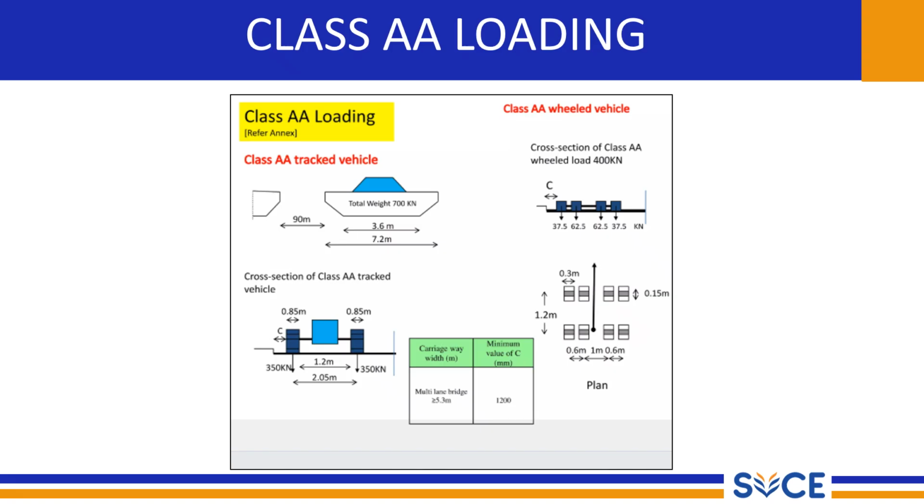So each wheel carries a load of 350 kilonewtons. And here you can see the contact length along the span direction is 3.6 meter. The minimum value of clear distance to be provided is 1200 mm. For a multi-lane bridge greater than 5.3 meter, the minimum clearance to be provided is 1200 mm. So in our problem, we have provided a minimum clear distance of 1 meter.